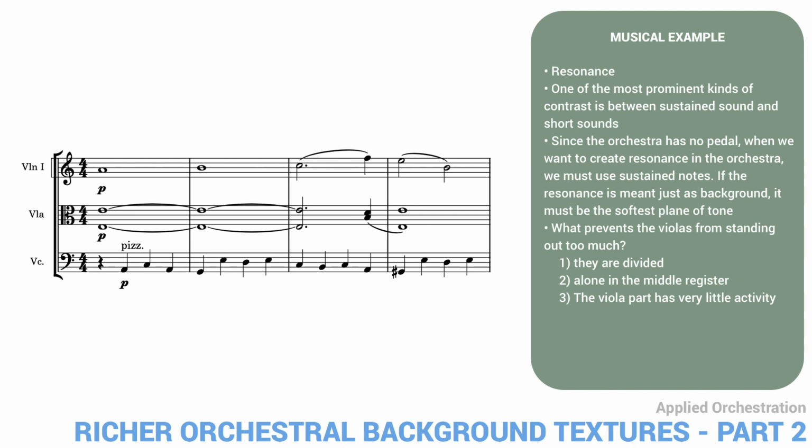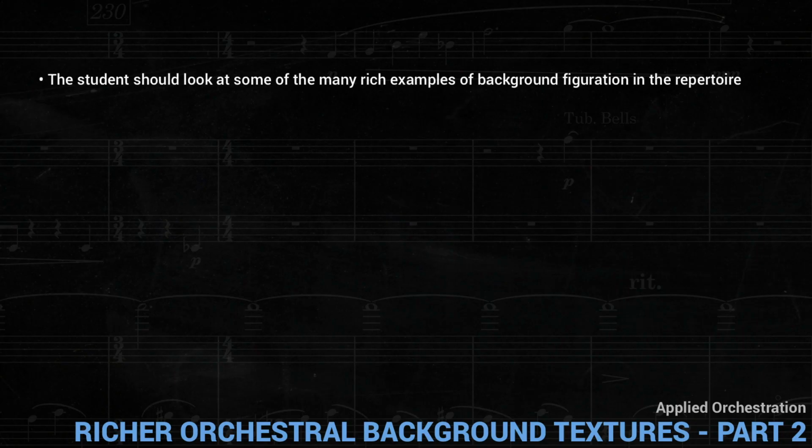All other things being equal, activity attracts attention, so we try to keep the resonance part as static and as boring as possible. The student should look at some of the many rich examples of background figuration in the repertoire, like the beginning of Ravel's Daphnis and Chloé Suite No. 2, or the coda to the last movement in Shostakovich's Last Symphony, trying to understand how they're constructed.